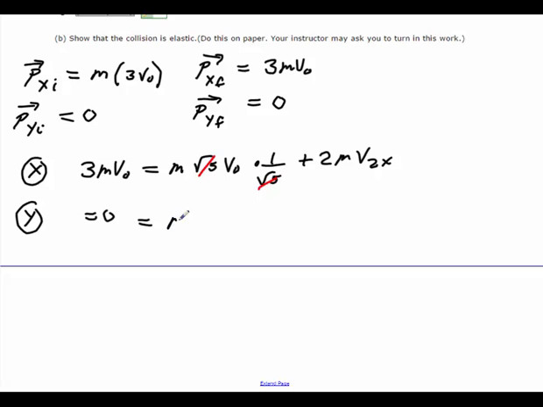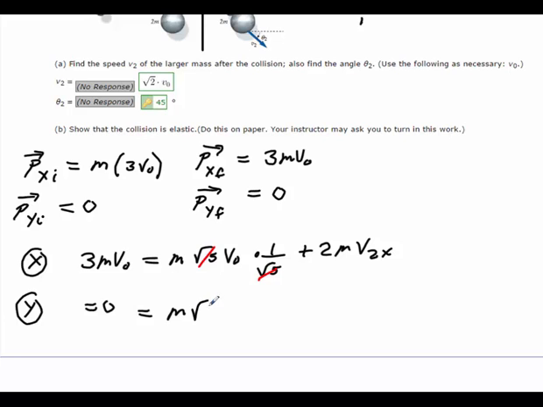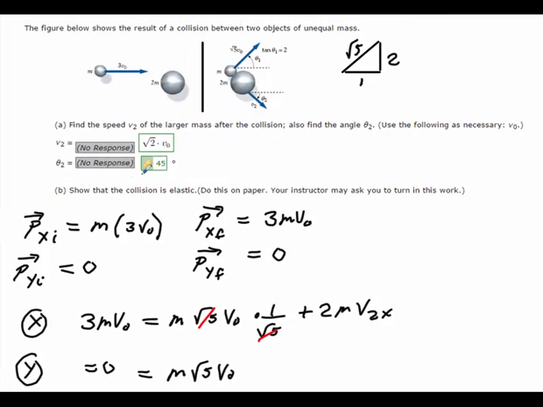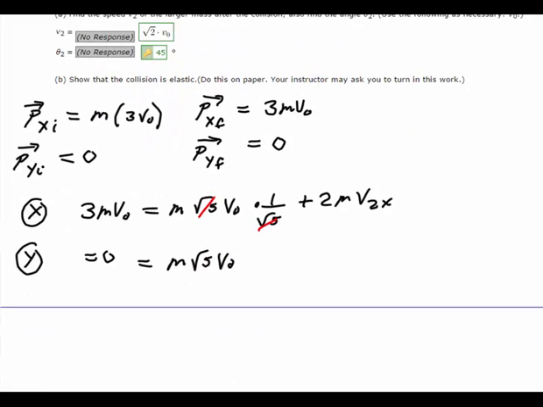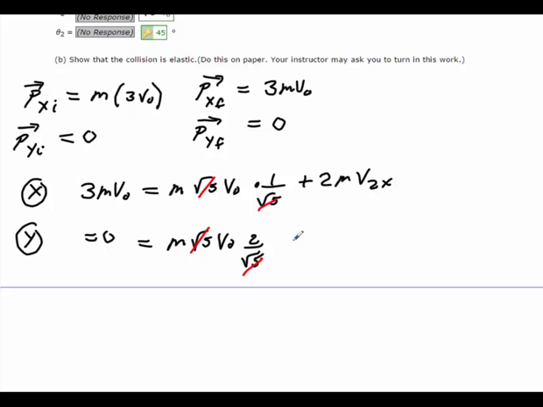So I'll do the m. Again, I'm going to put in the velocity, the square root of 5 times VO. Now we use the sine. The sine is going to be 2 over the square root of 5. The square root of 5's cancel out. Now this one is going down, so we'll make it minus 2m. And now I'm going to just make it v2 in the y. That's the y component of this velocity. Again, this is the x component of this velocity.